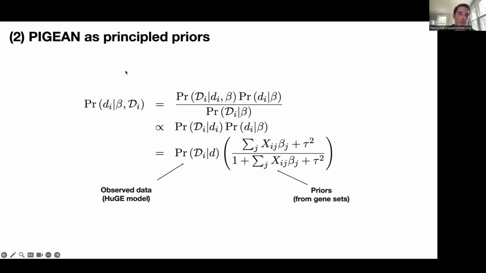There's another method, and this is where PIGEAN gets its name from, as principled priors for the gene. So if this calculation in the upper left is what we care about, this is the probability that a gene is involved in disease, that's the DI, given the gene sets and the observed data. This factors into two terms. One is the observed data, which is what we have on the portal now, which is the huge scores. And if you recall, I mentioned the huge scores on the portal are what are called Bayes factors, and that's the degree to which you update your prior.